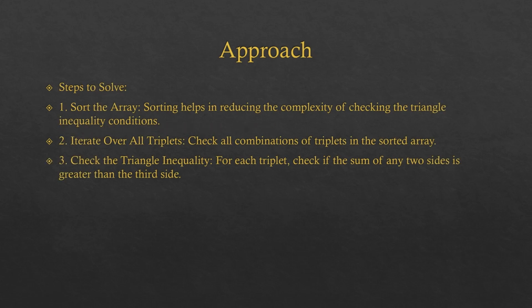To solve this problem, we follow a systematic approach. Sort the array. Sorting helps to simplify the process of checking the triangle inequality conditions. Iterate over all triplets. We examine every possible combination of three elements. Check the triangle inequality. For each triplet, we check if the sum of any two sides is greater than the third side. If this condition is satisfied, we count it as a valid triangle.